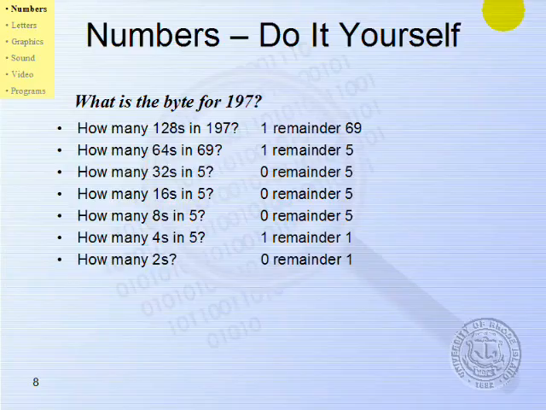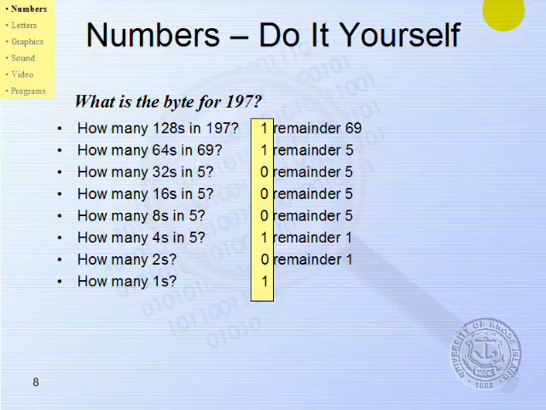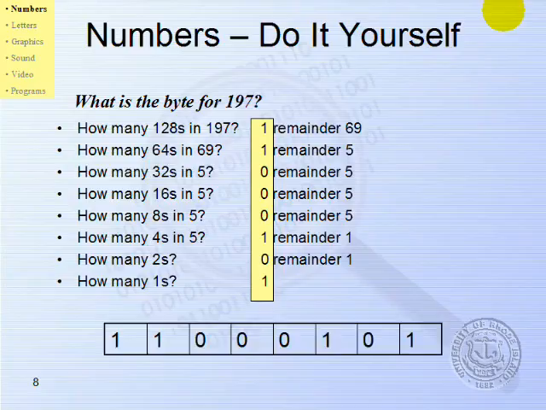How many 2's are there in 1? There's 0 with still the remainder of 1. Then how many 1's are there in 1? There's 1. So now we form the byte by going from the top and reading down, being the left to right of the byte. It's 11000101. And we see the byte written horizontally here.